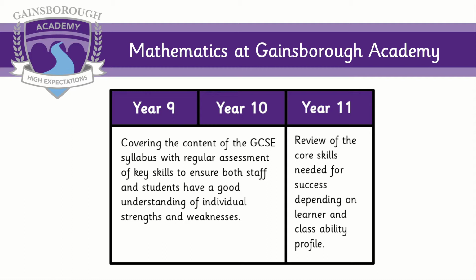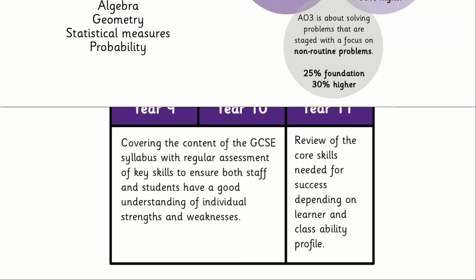It depends on the ability profile of the class and the student, because as you can imagine, students that are aiming towards a grade 4 will have a completely different set of needs in terms of key skills from students who are aiming towards maybe a grade 7. Now, because of that, when we come to Year 11, different students will maybe have different skills that they are reviewing, but that is all based on the profile of the class and the learner and the information that we've picked up by assessing them through Year 9 and Year 10.